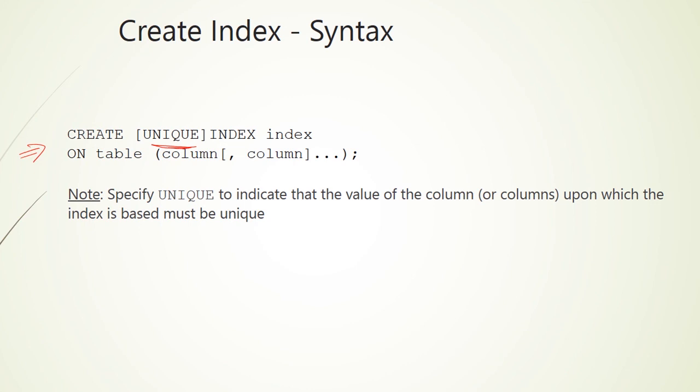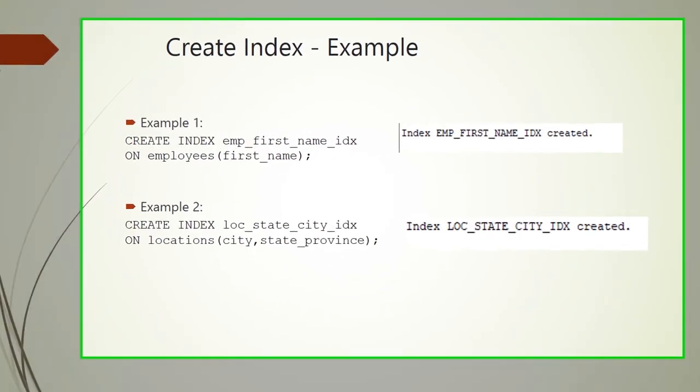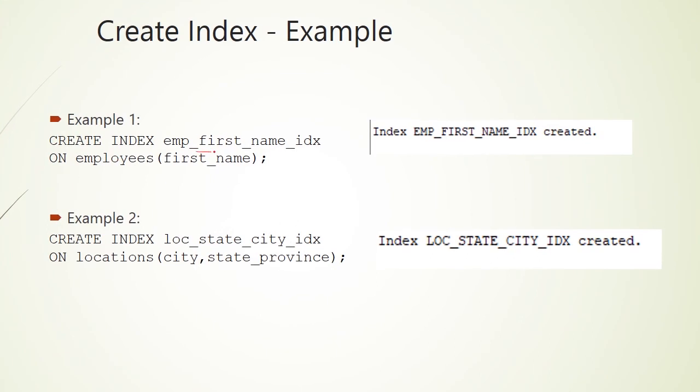Also, Oracle creates an index automatically on the columns where you specify a primary key or unique key. This is an example to create an index. Create index, this is the name of the index, on, this is the table name, and this is the column. So in this case, we create an index on the first name on the employees table. We don't specify unique here because there might be two employees having the same first name. If you put unique and there are two employees having the same first name, the create statement will fail.